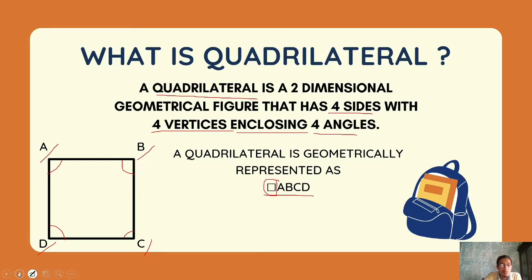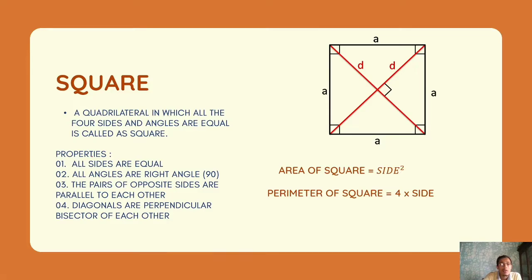Now we will see the types of quadrilateral one by one. So the first type is square. We have studied this square in lower classes. We know what a square is, so we will repeat this and try to understand it again. So what is the definition of square? It is a quadrilateral in which all the four sides and angles are equal.